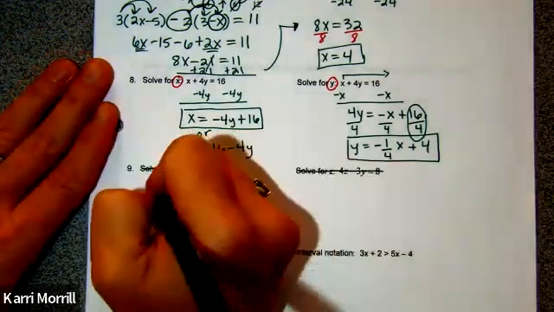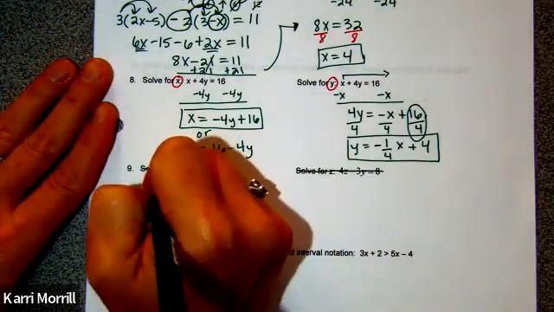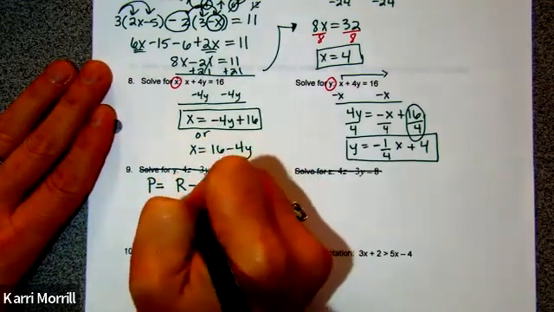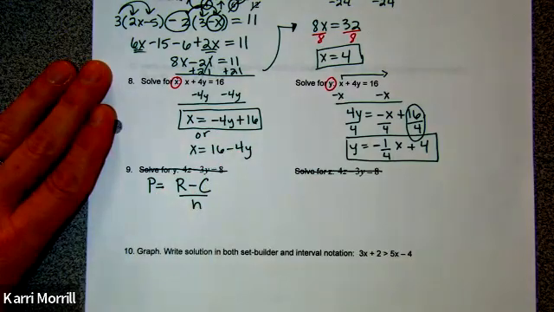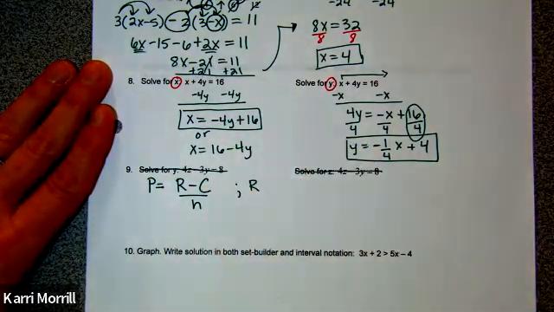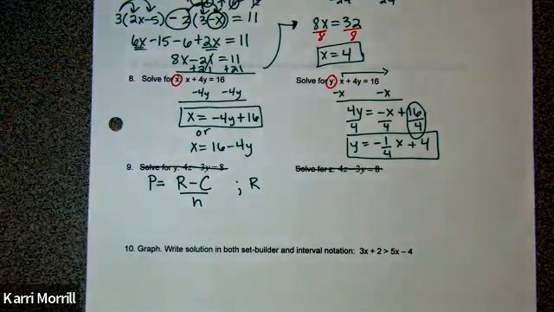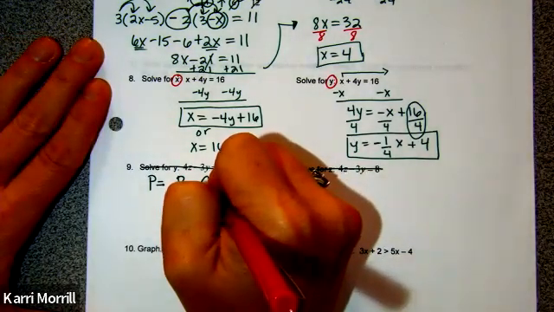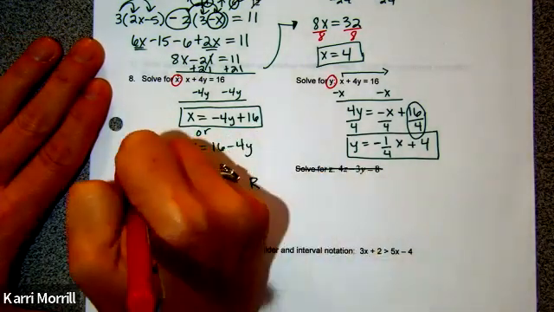So like if you have P equals R minus C over N. If I were to say, let's solve for R, what would I do first in this one? Yeah, you're right, multiply by N.